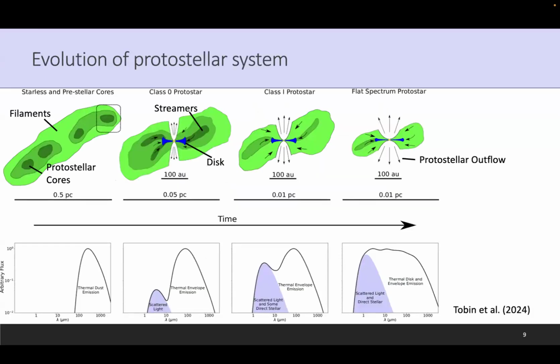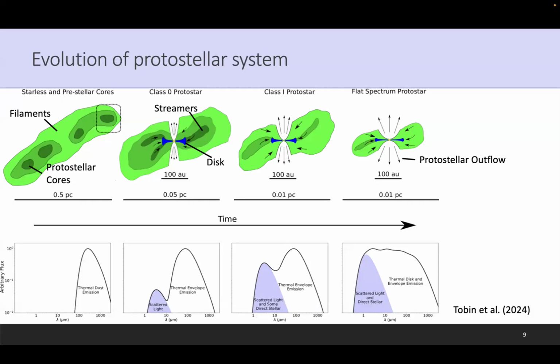So just a quick introduction. To trace the age of a protostellar system, we use the SED, spectral energy distribution. Early on, the whole system is very embedded. The protostellar cores are embedded in filaments, so you see mostly thermal dust emission. Over time, when these cores reach mass greater than the Jeans mass, they will collapse and form protostars with a disk in the center fed by materials like streamers.